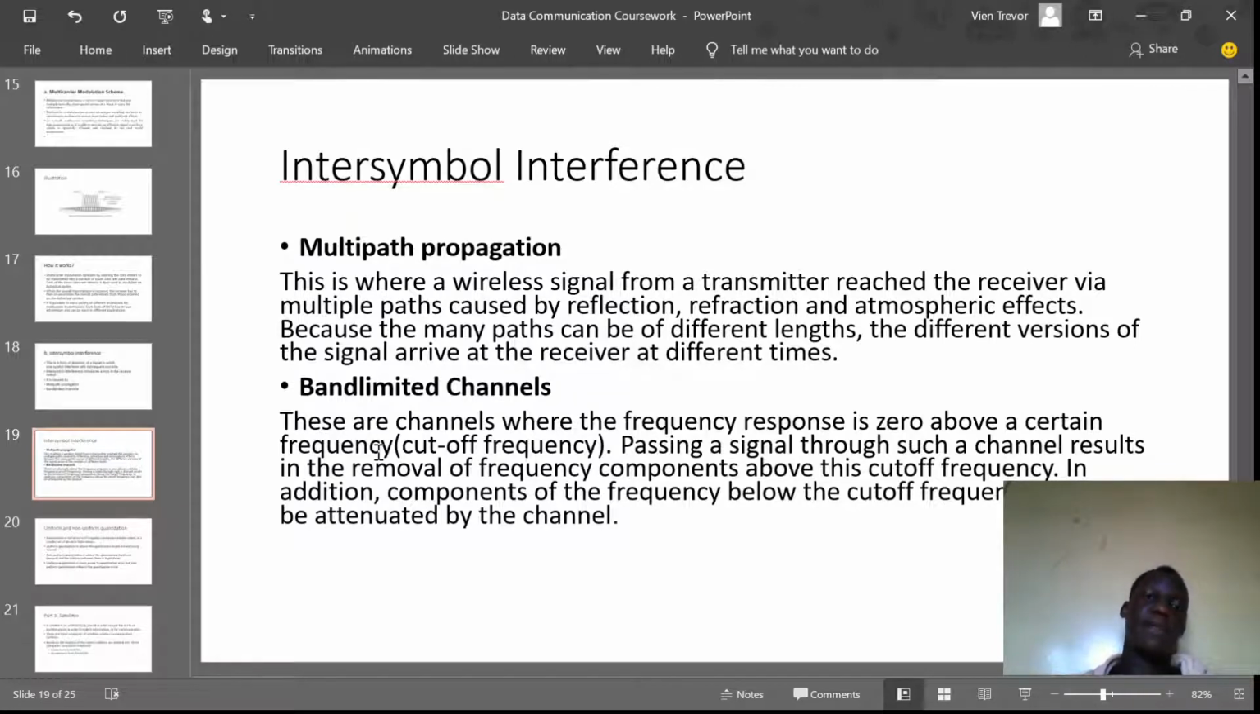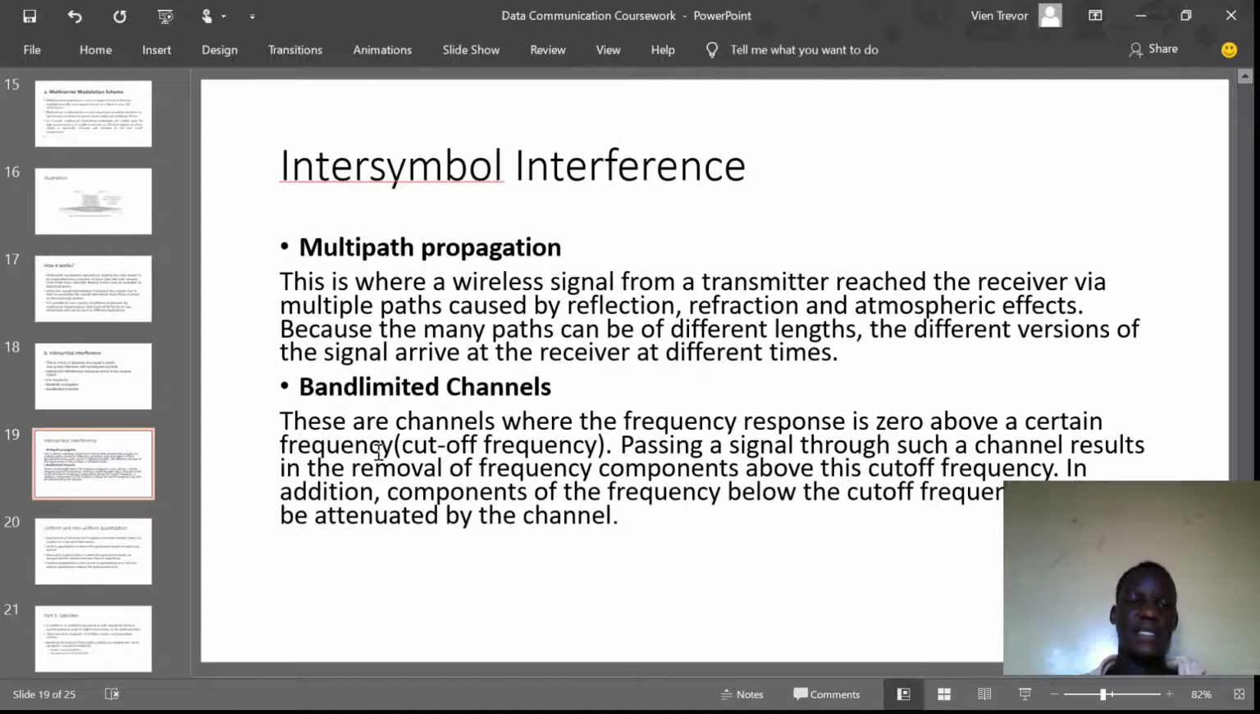In multipath propagation, a wireless signal from a transmitter reaches the receiver via multiple paths caused by reflection, refraction, and atmospheric effects that affect the signal as it is being transported. Because of the many paths of different lengths, different versions of the signal arrive at the receiver at different times, and that leads to inter-symbol interference.